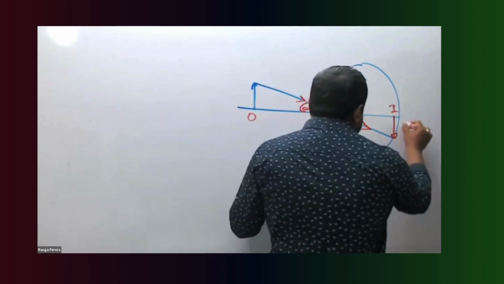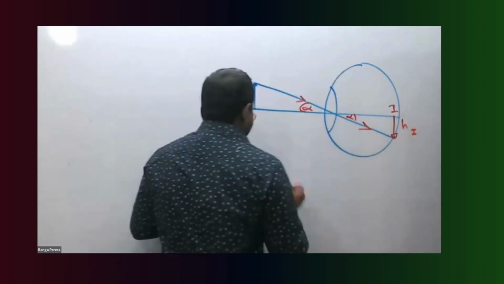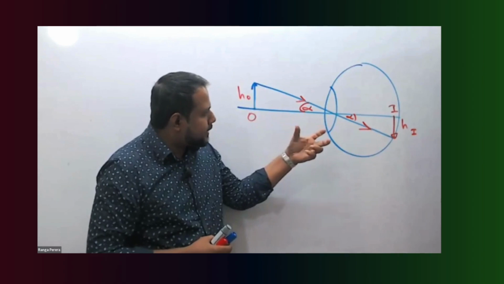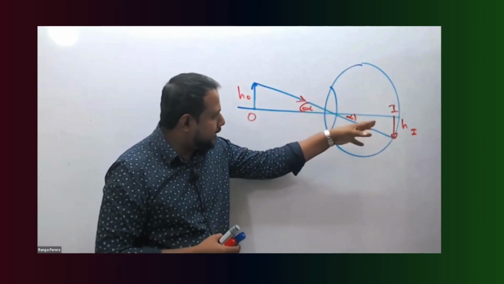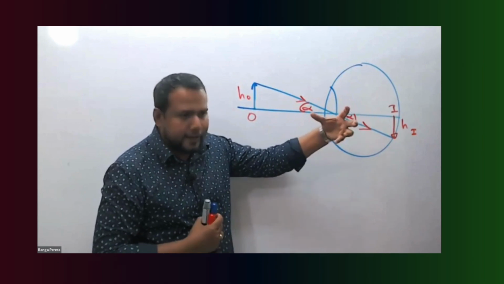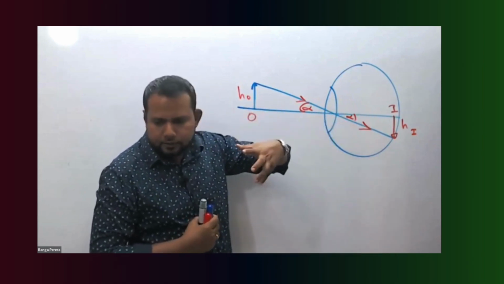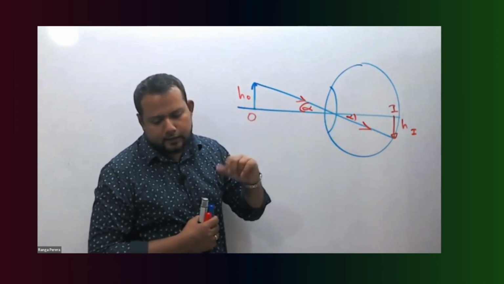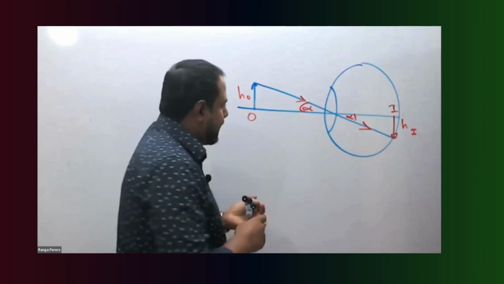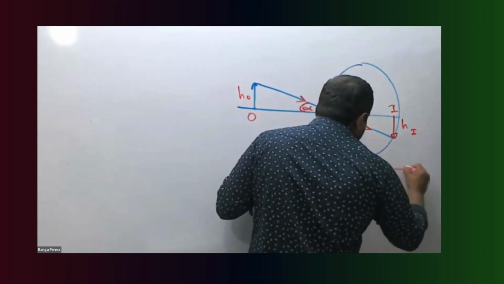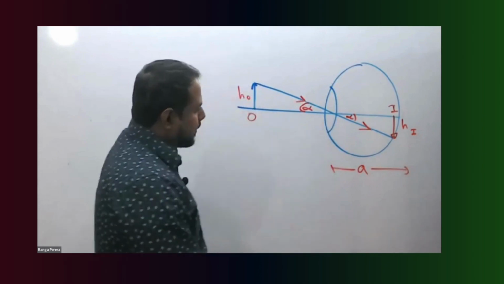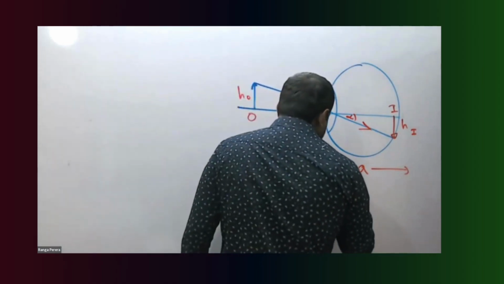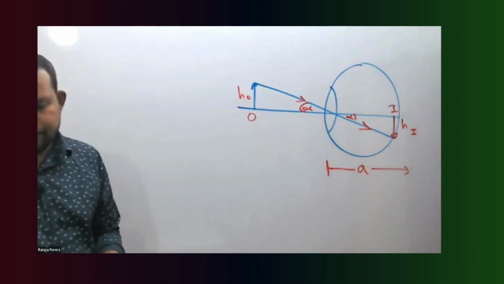Let's say the size of this is HI. This is H0. We get an inverted image on the retina, as I told you. So the signals go through the optical nerves to our brain. The brain identifies this as not inverted, as an erect one. That is how things happen. Let's say the diameter of this eyeball is A.